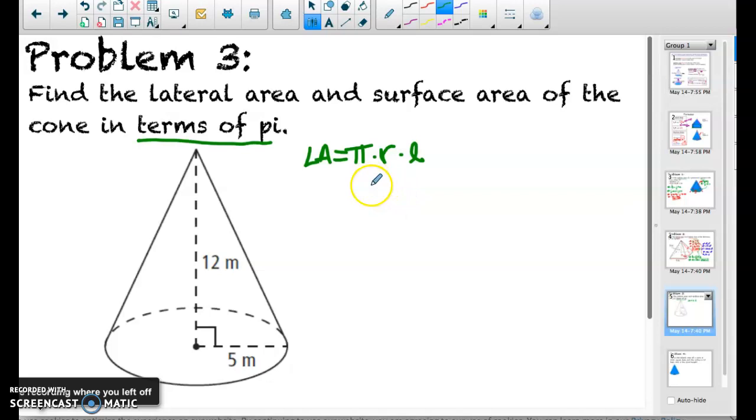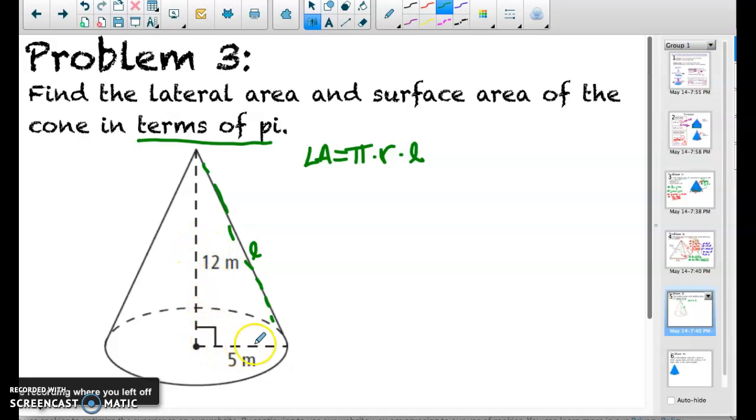So let's start looking for the information. It looks as though I have a radius. Radius is 5. I need the slant height though. They didn't give me slant height. This measurement from the peak all the way down to the base, that is our slant height. If I were to slide down the cone, here's the regular height and this is the slant height, remember. So I do have to figure this out.